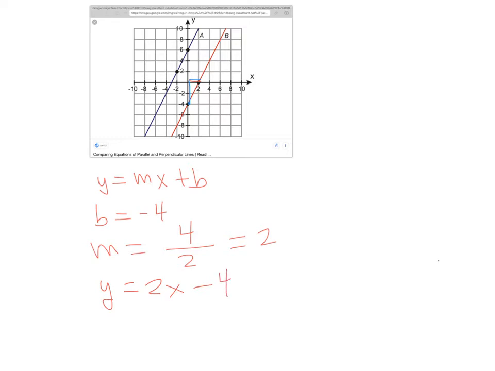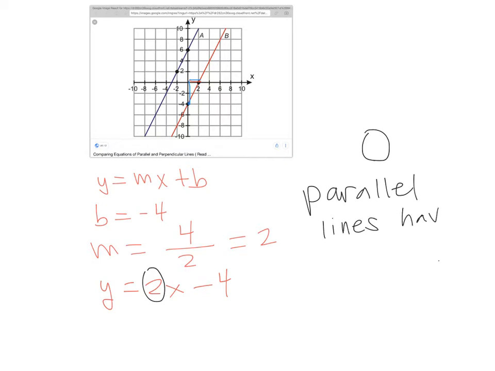All right, we've got parallel lines, and so what do we notice about the slope of these two lines that are parallel? Well, they're the exact same. So parallel lines have the same slope. And we can go the other direction on that and say if two lines have the same slope, then they are going to be parallel.